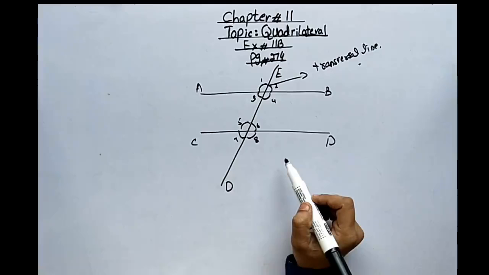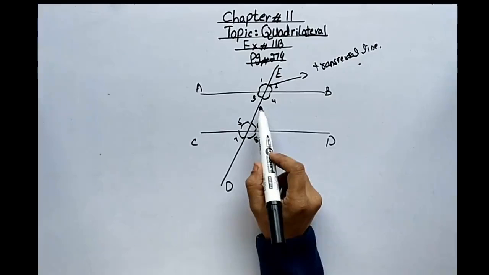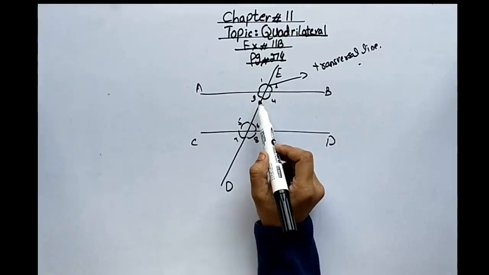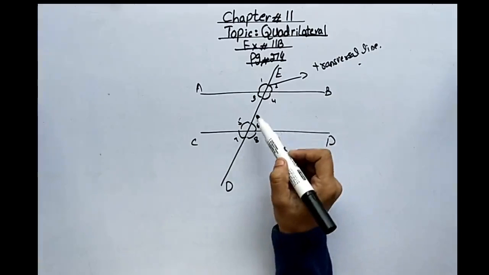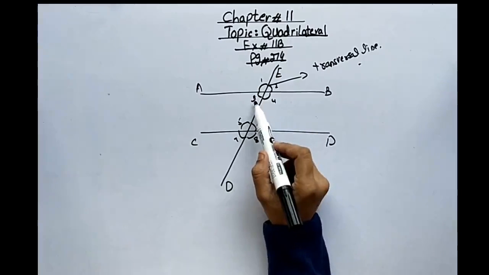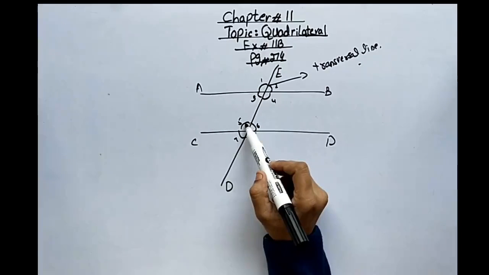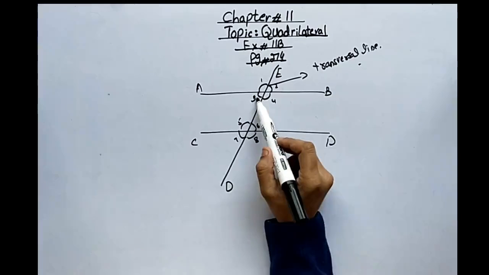And the next point that was in the video, corresponding angles. Corresponding angles means one exterior angle and one interior angle must be equal on the same side. Look here. Angle 1 is the exterior angle and 3 is the interior angle. But here, angle 5 and 3 are at the same level, so we will not discuss 3.